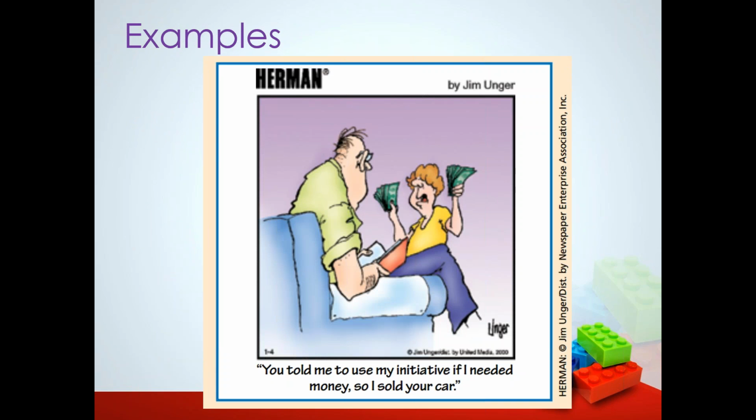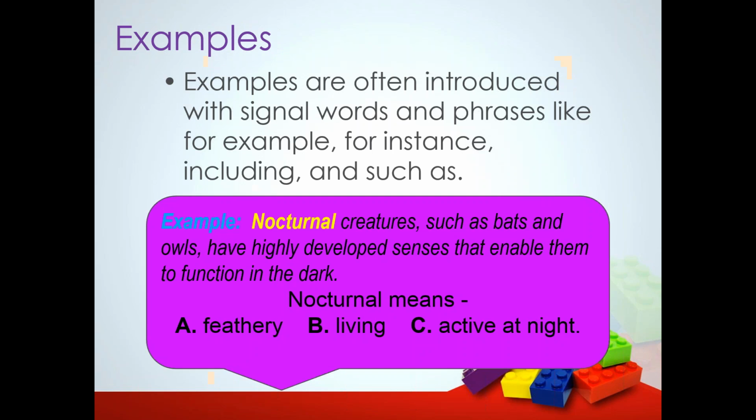The next type of context clue we have here are examples. Sometimes the authors just give the students examples of the concept. So here's a little cartoon. "You told me to use my initiative if I needed money, so I sold your car." So initiative. So she kind of took it into her own hands, basically.